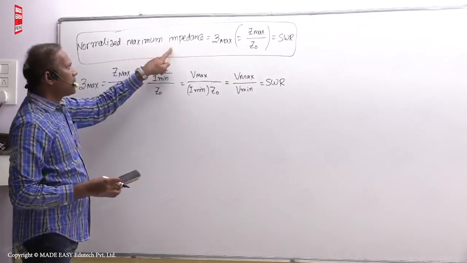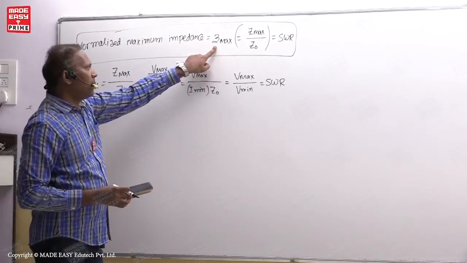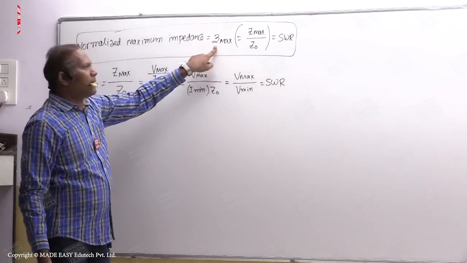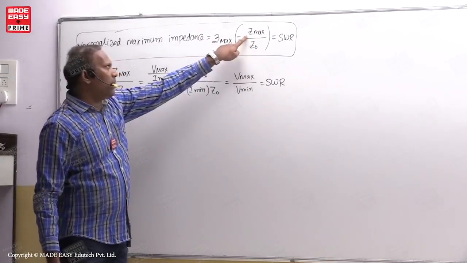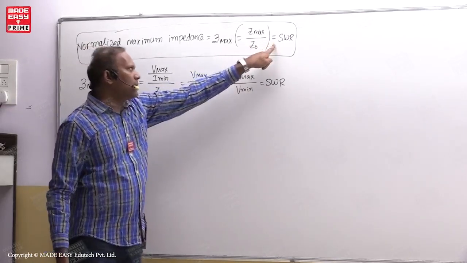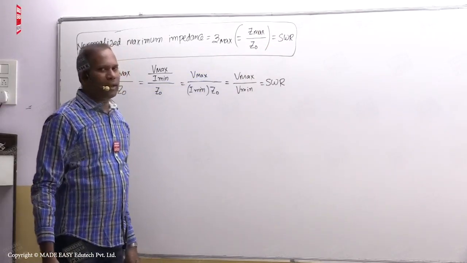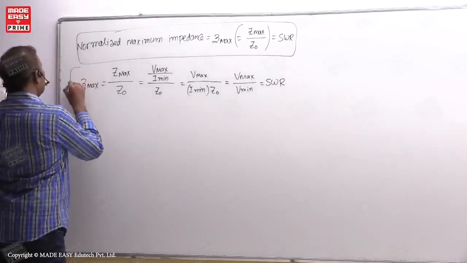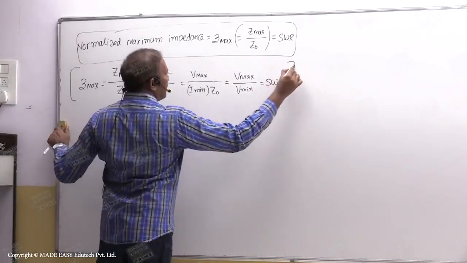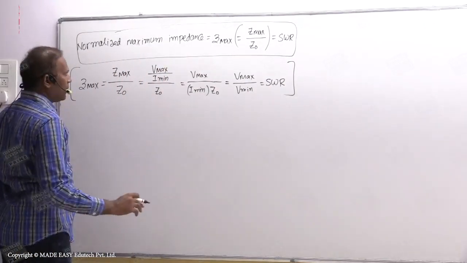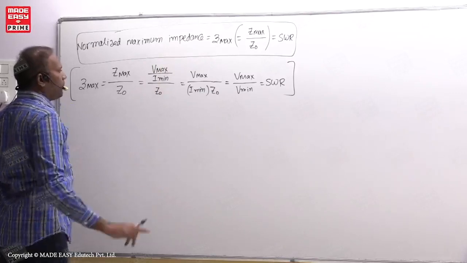Normalized maximum impedance symbol is small z maximum, and in terms of impedances, that is defined as maximum impedance divided by Z naught, and that is equal to, in terms of SWR, that becomes SWR. And this, no need to study, just put that in the bracket. The statement is in the box. Okay.